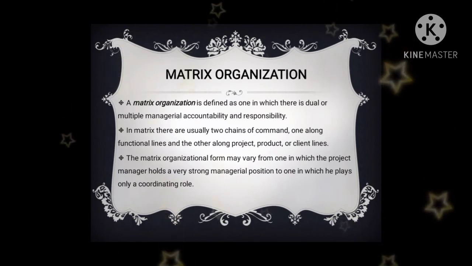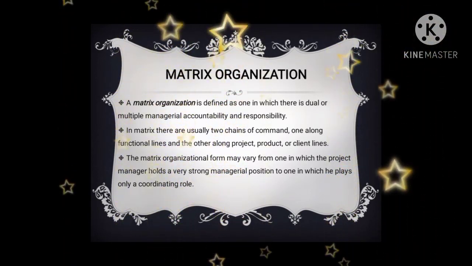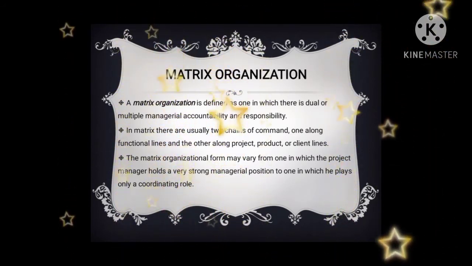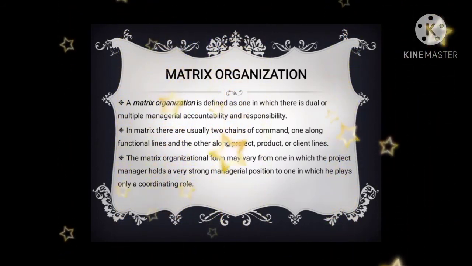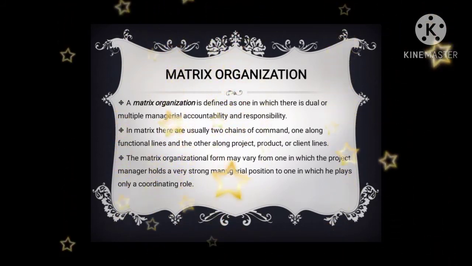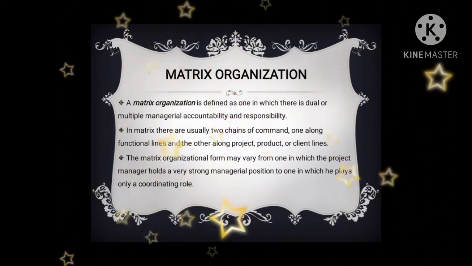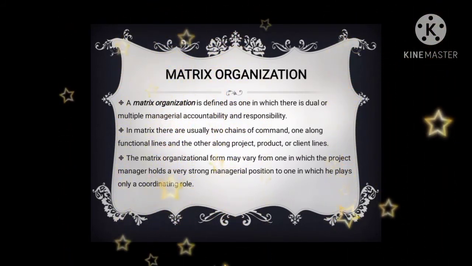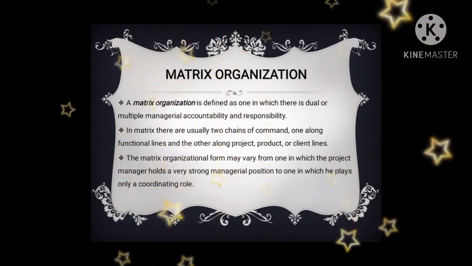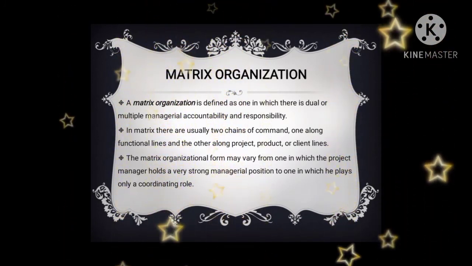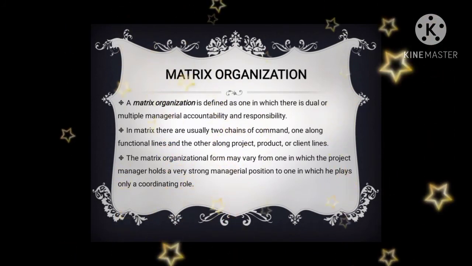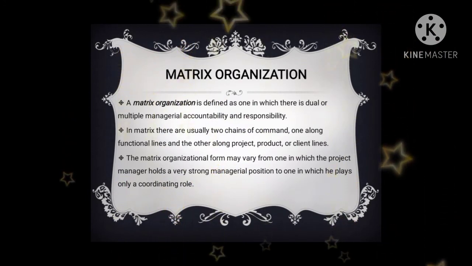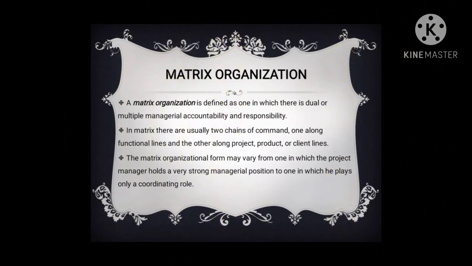Matrix organization. A matrix organization is defined as one in which there is a dual or multiple managerial accountability and responsibility. In a matrix, there are usually two chains of command, one along functional lines and the other along project, product, or client lines. The matrix organizational form may vary from one in which the project manager holds a very strong managerial position to one in which he plays only a coordinating role.